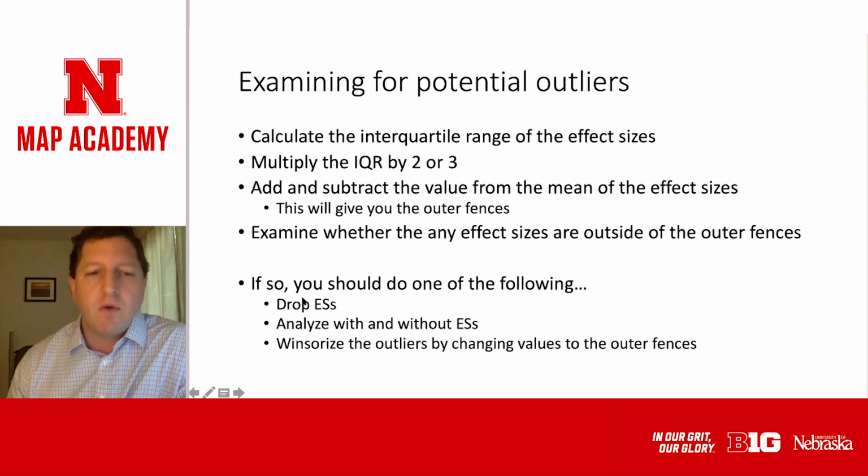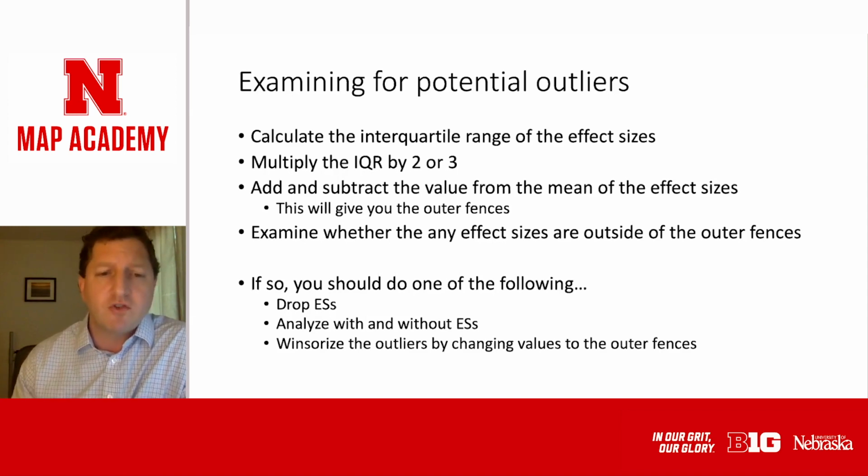And if so, you can deal with them in a couple of different ways. One, you could drop those effects. You could say these are overly influential and it's unrealistic that these are really this large of an effect, especially if it's something like an effect of 5 or 6. Remember, we're talking about standard deviation units. So those really don't make a lot of sense, and so you could drop those effect sizes. Another thing you can do is analyze with and without those effect sizes in and see if it makes a difference in your average weighted effect.